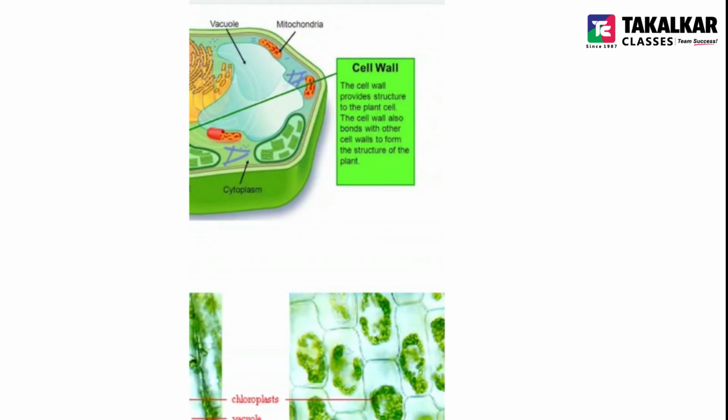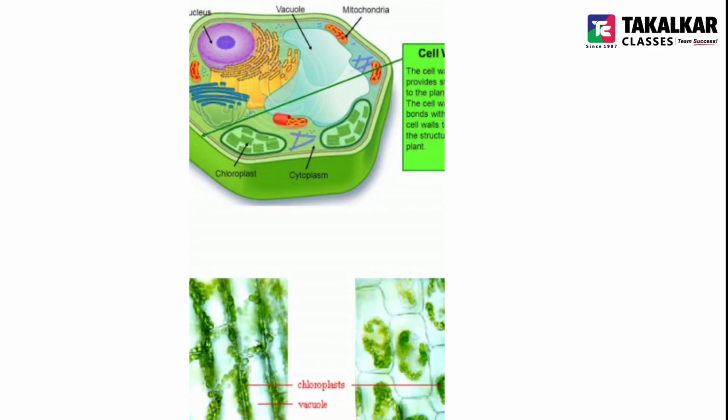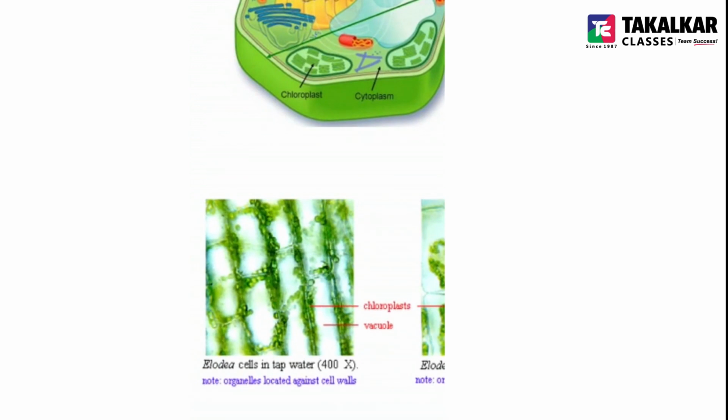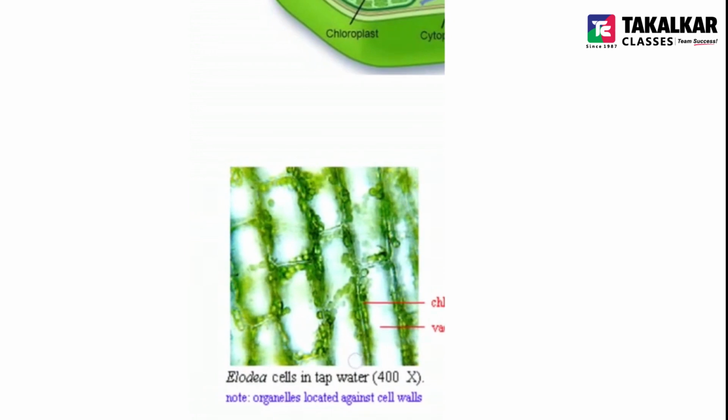So the cell wall provides structure to the plant cell. The cell wall also bonds with other cell walls to form the structure of a plant. A plant's structure has many cells, so these cell walls stick to each other, and that's how they maintain the structure. Okay, now this is the actual cell as seen under a microscope. If we look at a plant cell under a microscope, how does it look? This is how we see a rectangle, right.